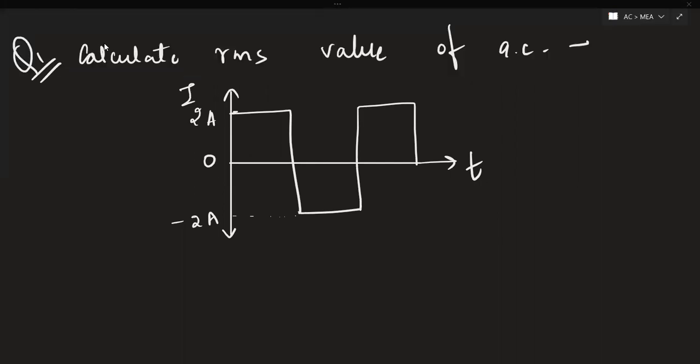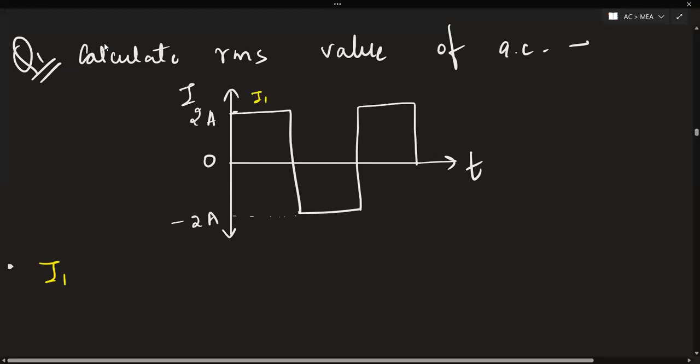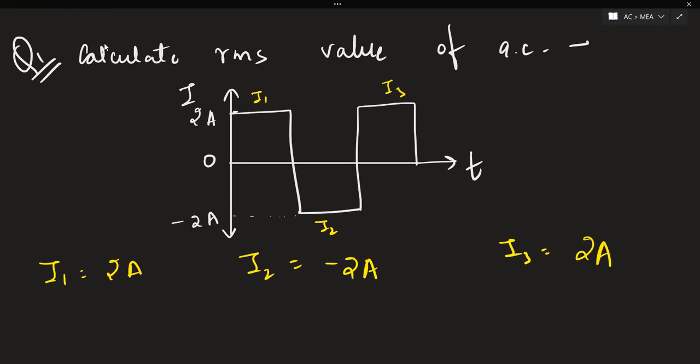See, how will you solve this question? This is the first value of current that you will get, I1. I1 will be equal to 2 amperes. I2 will be equal to minus 2 amperes. You can notice this is I2. And again, I3, the third value of current that you'll obtain, will be 2 amperes. Now, if you look carefully, you have the values of current. Now the work of the graph is over.